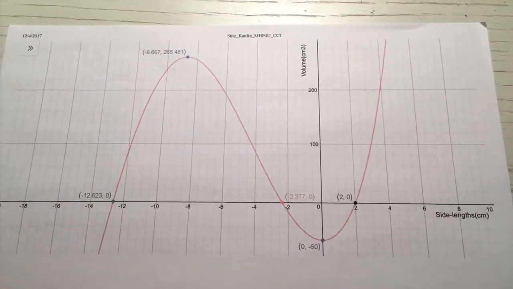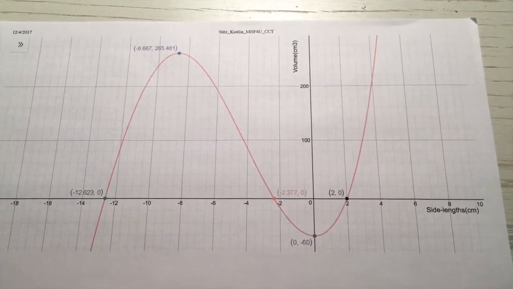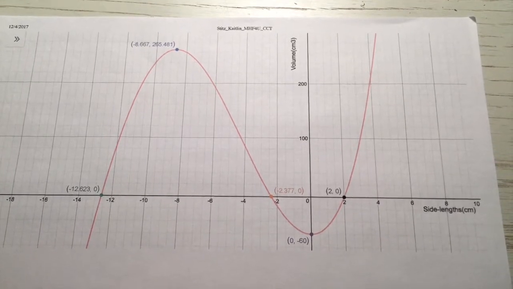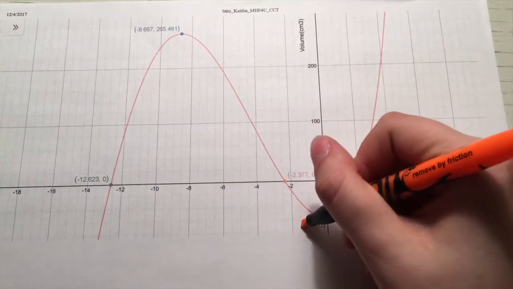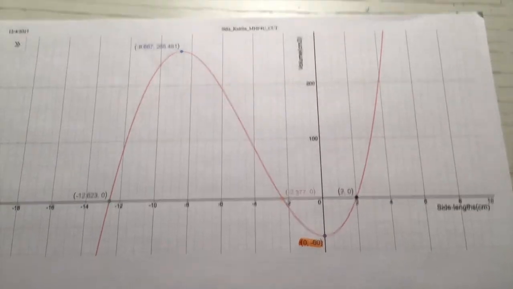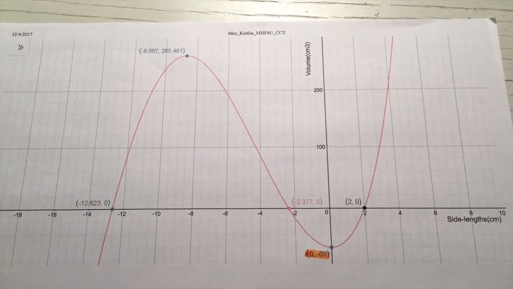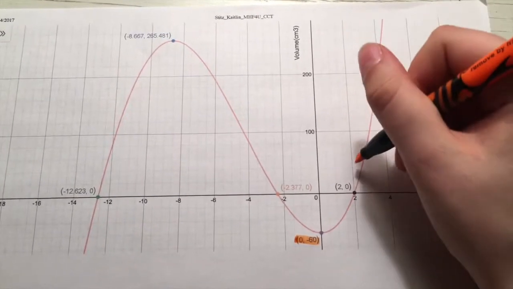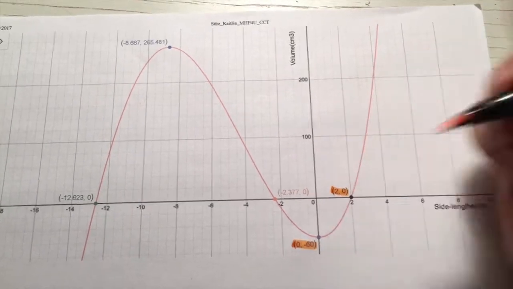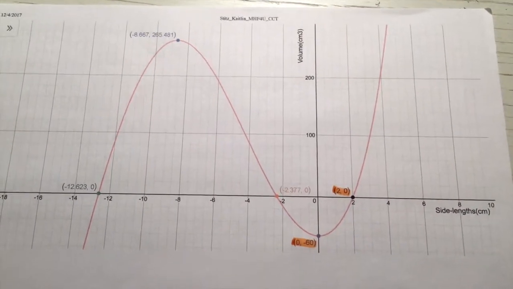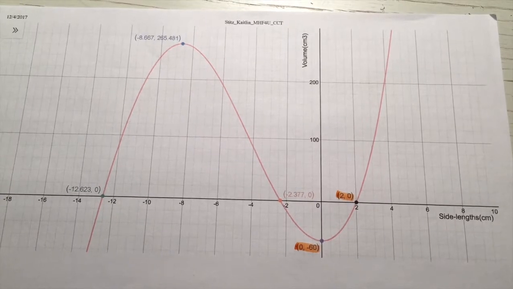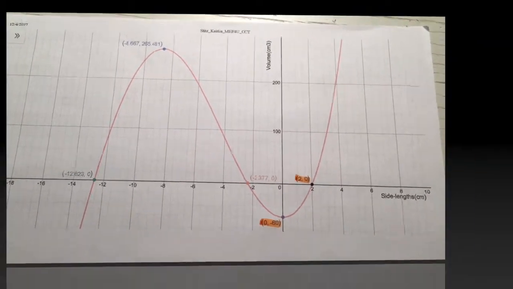Here we have the graph for the equation. The key points in relation to our equation is the y-intercept at 0 and negative 60, and the 0 at 2 and 0. This further proves that x minus 2 is a factor in this equation.